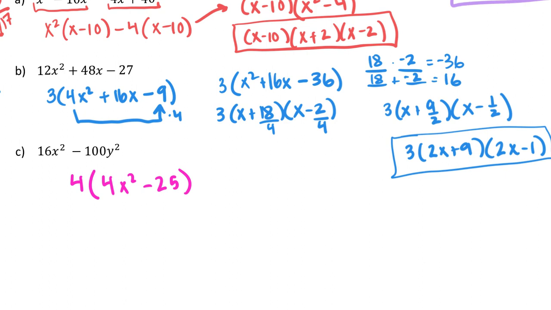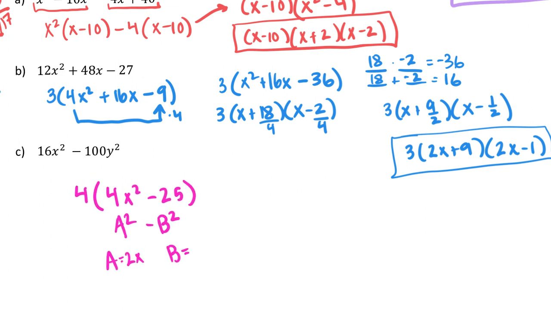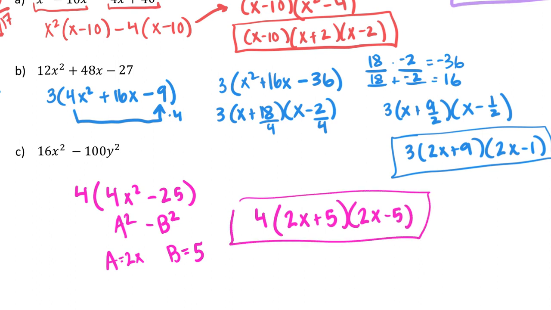And then we have a squared minus b squared here. So our a is going to be 2x, and our b is going to be 5. I don't know why I wrote a 2. Let's see, 5. And then when we go to factor that, we have 4 times 2x plus 5, 2x minus 5. And there we go. The 4 just carries through the problem, stays out in front. So there's our factoring.